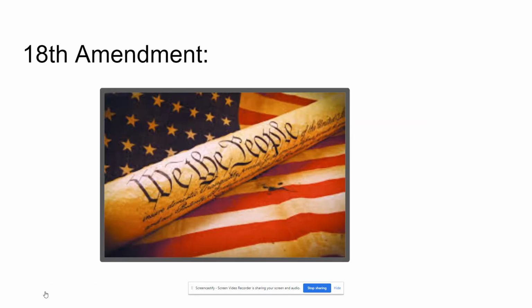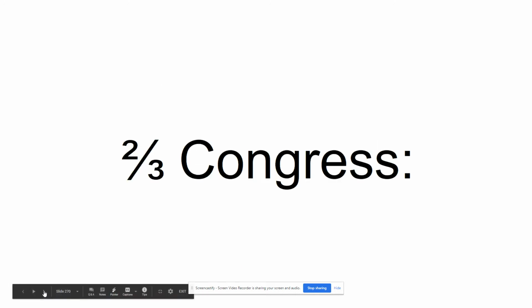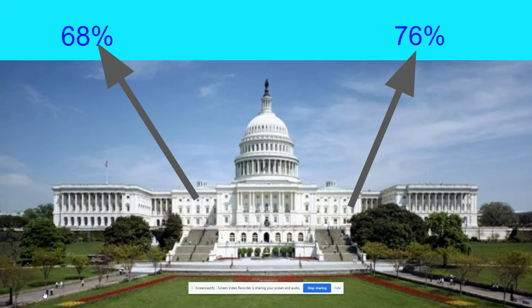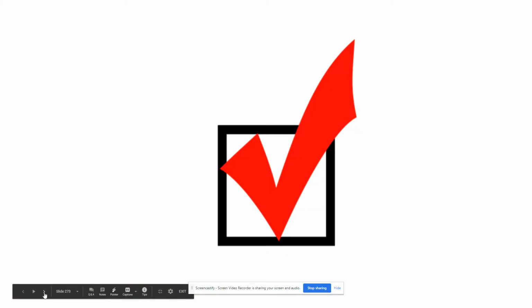The Congress proposes the 18th Amendment, the 18th change to our Constitution, and 2/3 of Congress is needed to support it. And do they get it? And they do. So both the Senate and the House of Representatives vote, 68%, 76%. Again, they needed 67% to pass this amendment.